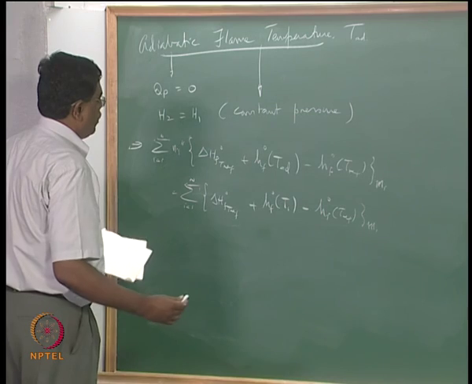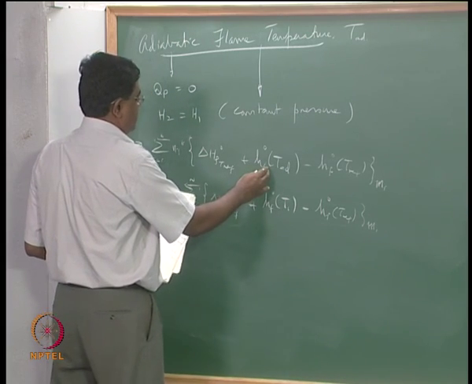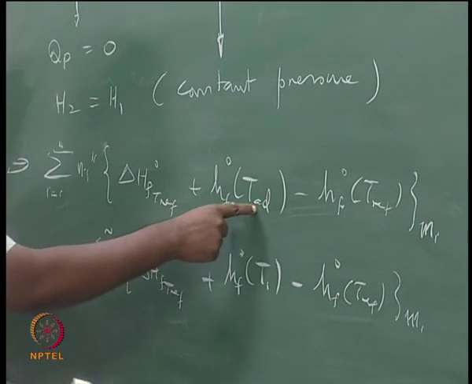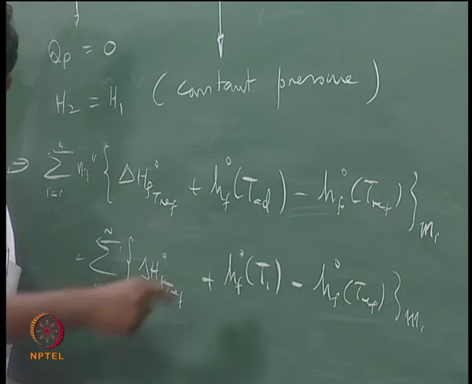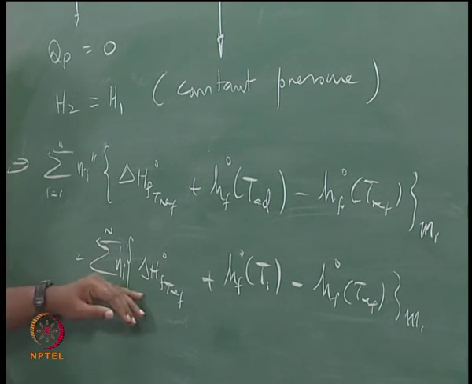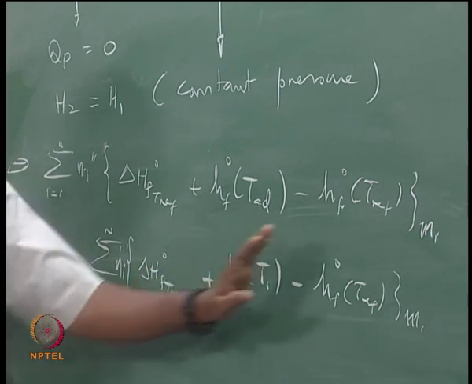Now for a calorically perfect gas, of course you can assume cp as a constant. Now what happens is T adiabatic is showing up as what we want, it's actually a function of the sensible enthalpy. So what you have to look for is, you now know what the right hand side is. The right hand side is unknown, you know ni single prime and you know your T1, you can calculate these.